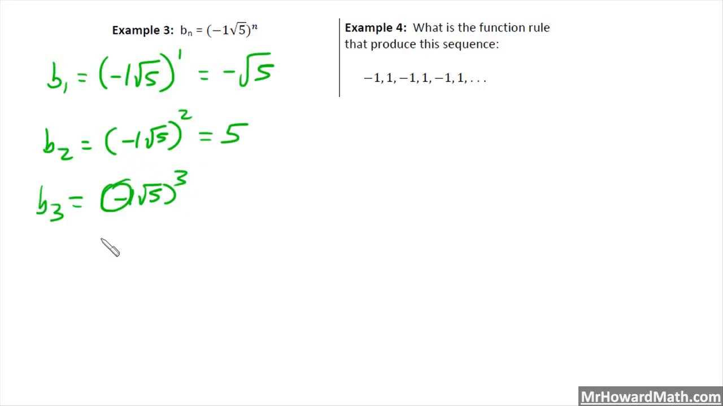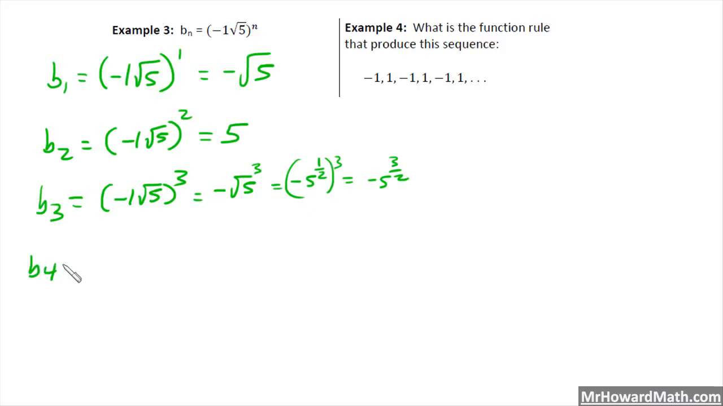B sub 3, negative 1 root 5 to the third power. So that's going to cause that to be negative. So I'm going to do it this way. It would be negative root 5 to the third power. Raising to the square root is the same thing as raising to the 1/2 power. So we would have this negative 5 to the 1/2 all raised to the third power. So that would give us negative 5 to the 3/2 power. Outside to inside, we multiply these exponents. So negative 5 to the 3/2 power.